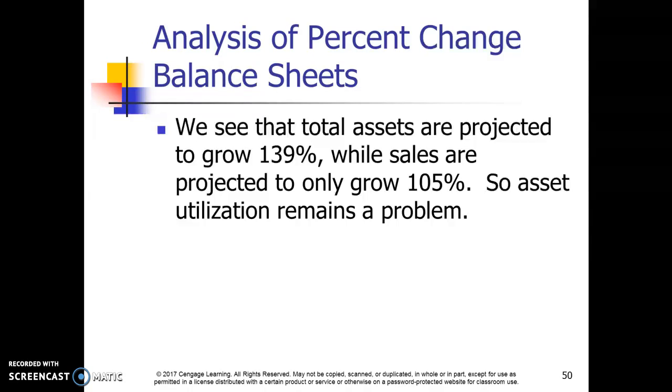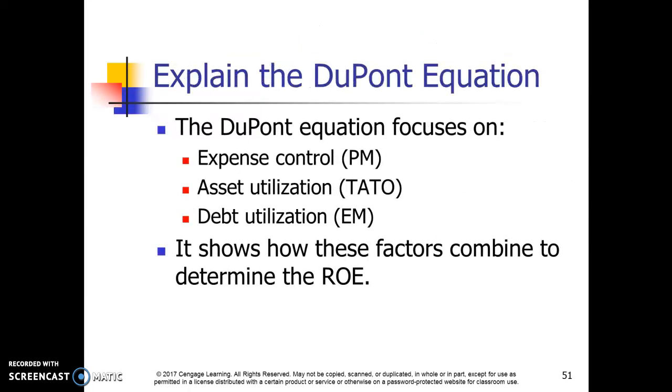All right, so we can see that our total assets are projected to grow 139%, while sales are projected to grow at 105%. So again, their asset utilization remains a problem. We've seen it throughout. That's that inventory turnover, all that good stuff. So the ratios will play out everything you see in the numbers, and that's the good thing. The numbers don't lie. They're going to be backed up by the ratios.